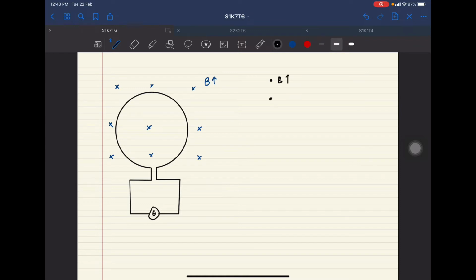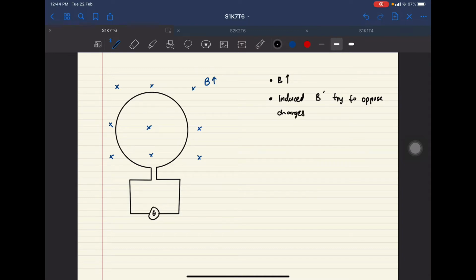The induced B, I put this one as B prime, tries to oppose the changes. This one is according to Lenz's law.